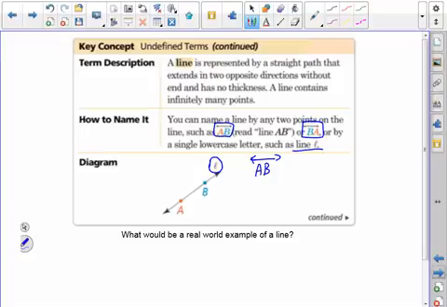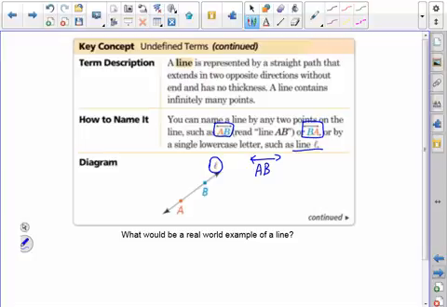So what would be a real-world example of a line? Well, a pencil, maybe. So again, what I want you to do is to pause the video and think about what would be a real-world example of a line, and share that information in the comments as well.